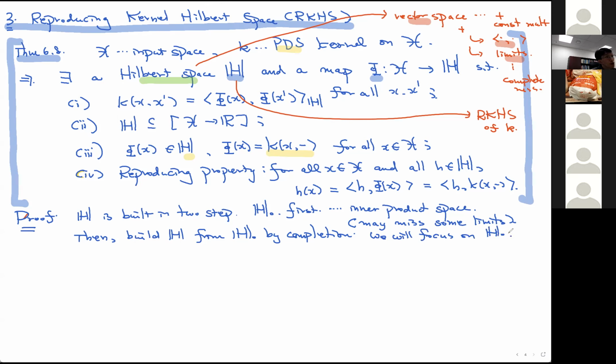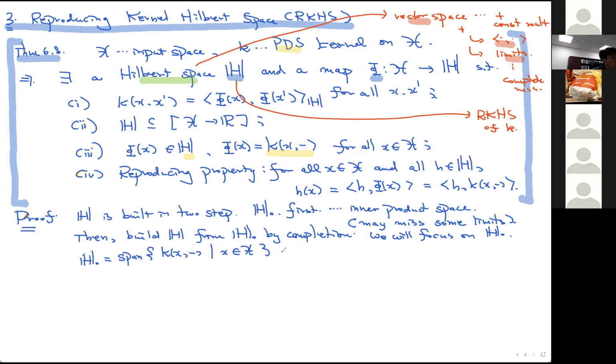So now the question is how to build H0, and here's our way of building this. We will build H0 to be the span of functions constructed by partially applying the k to some input, where x is coming from X.